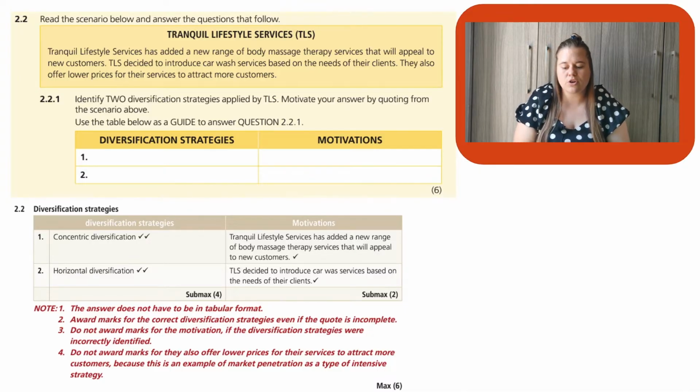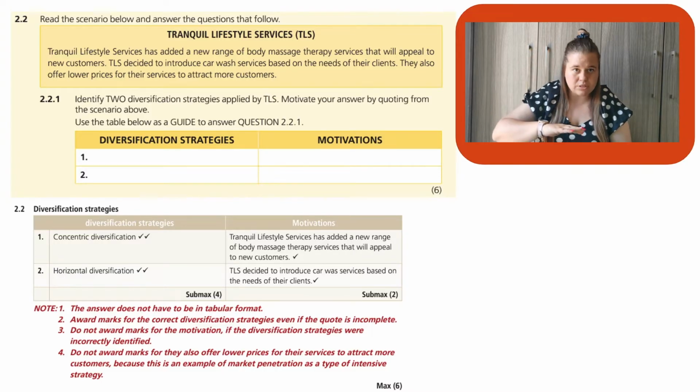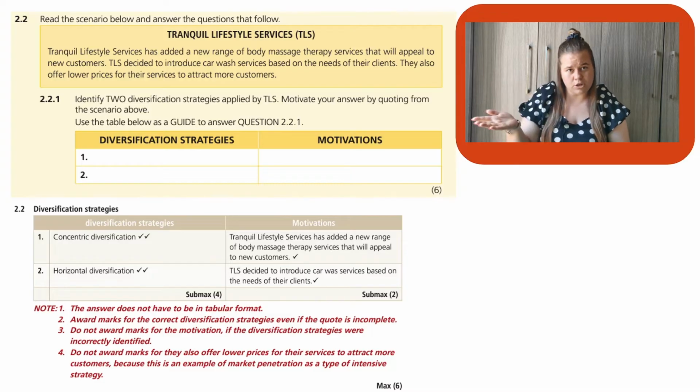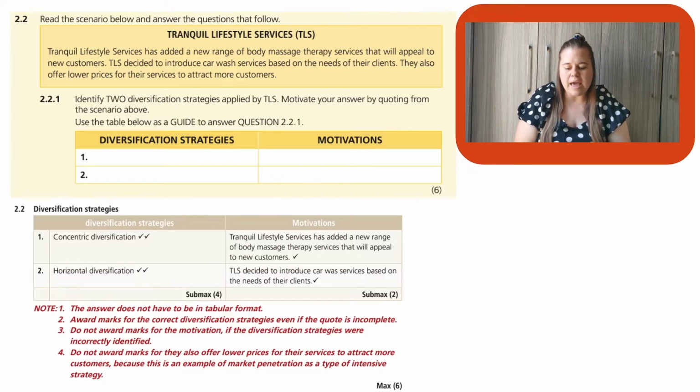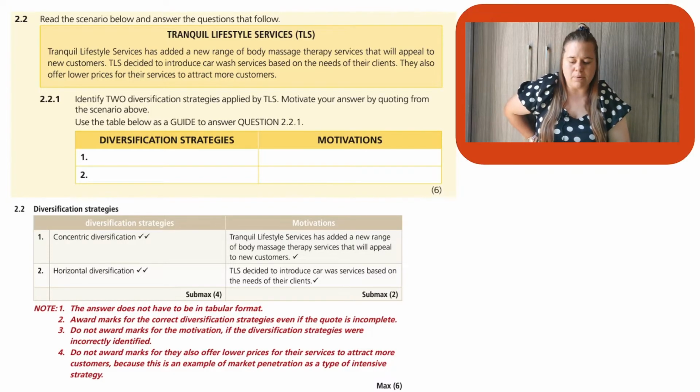Then, award marks for the correct diversification, even if the quote is incomplete. So if you haven't done the quoting, but you've added the diversification, you'll get the marks for the diversification. Do not award marks for motivation if the diversification is incorrectly identified. So if you mentioned the wrong answer, unfortunately your quoting is going to be wrong too. Do not award marks for "they also offer lower prices for the services to attract more customers," because this is an example of market penetration, an example of an intensive strategy. So they're just putting a note there for the markers because that one might have confused learners and they might have added the wrong one there.